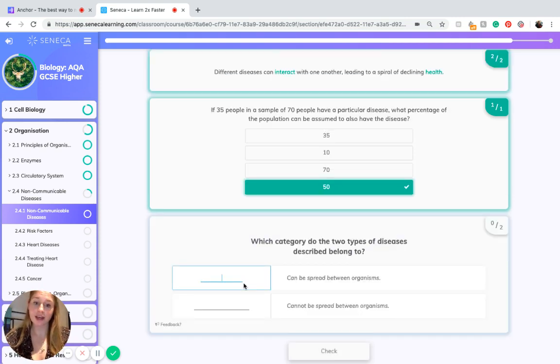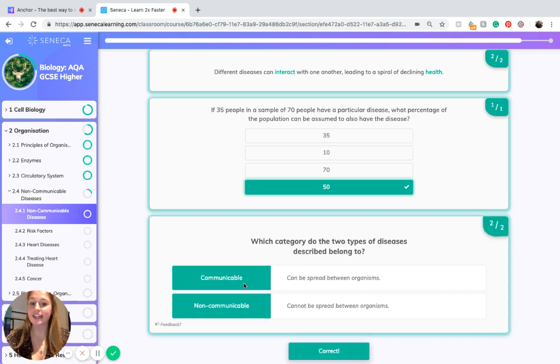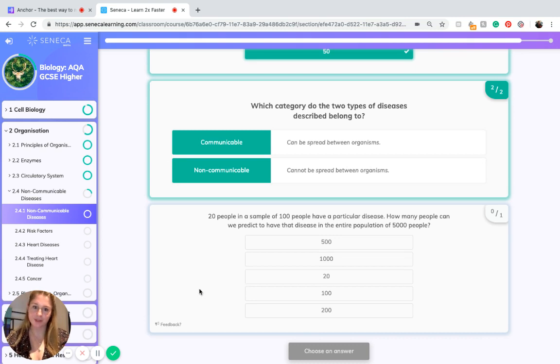And just to recap on the definitions of those different diseases, we know that communicable can be spread. It's like the diseases themselves can communicate, if that's a good way to remember. And then non-communicable. They cannot communicate, and so they cannot spread between organisms.